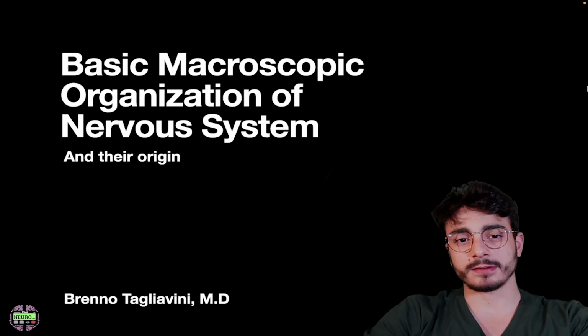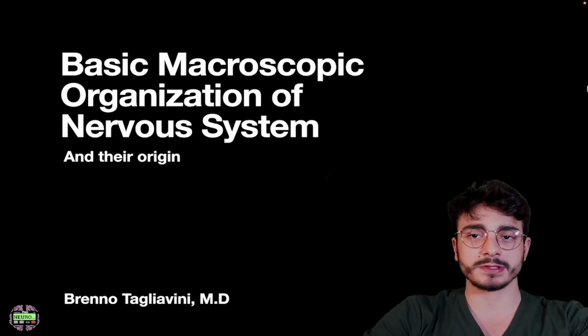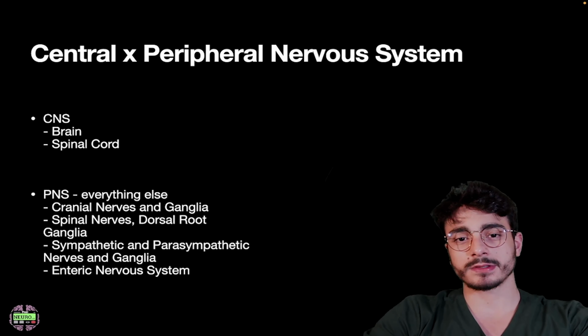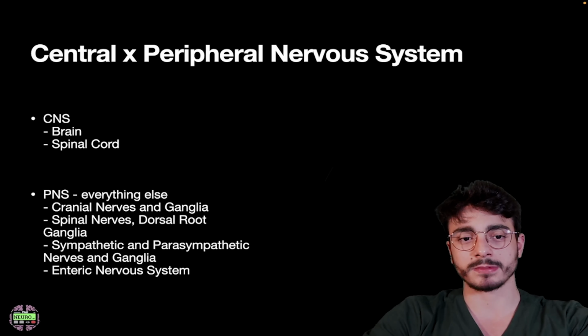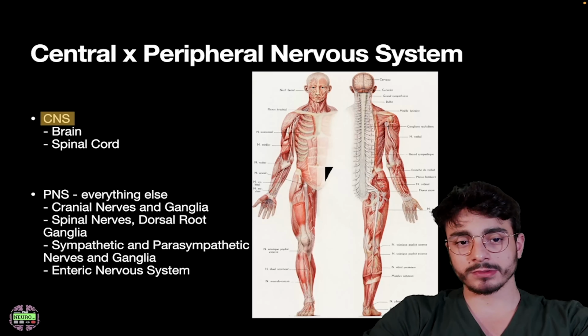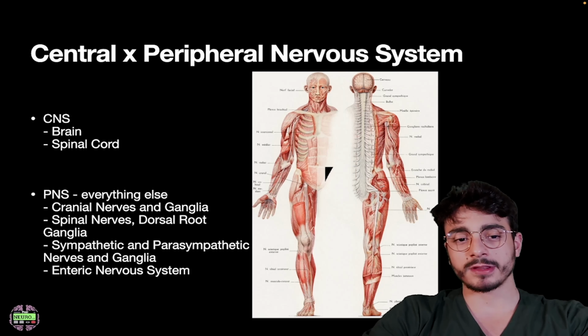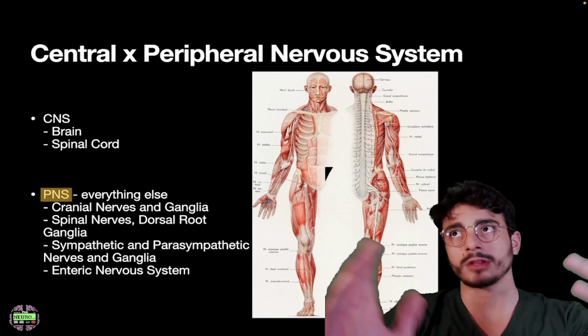My name is Breno Tagliavini and this class is about the basic macroscopic organization of the nervous system and also their origin. First things first, let's differentiate what is central and what is peripheral in the nervous system. So, the central nervous system is the brain and the spinal cord. Everything else is the peripheral nervous system. What could it be? Everything else.